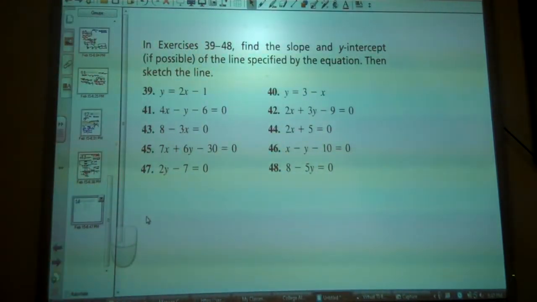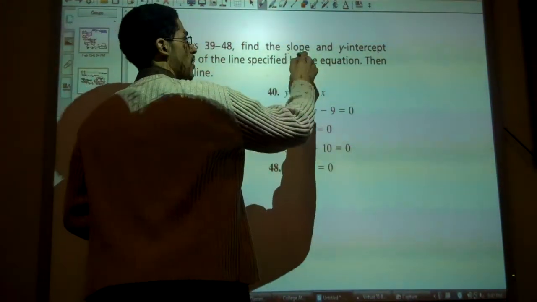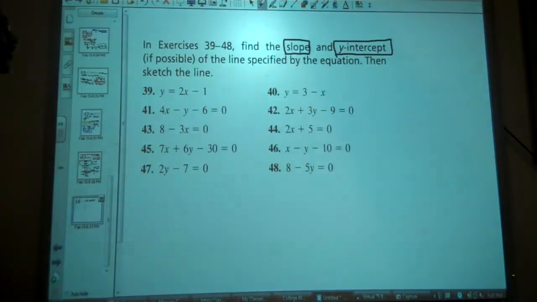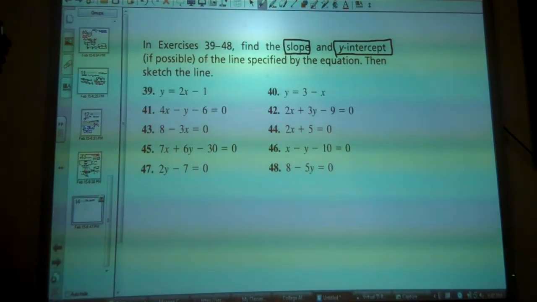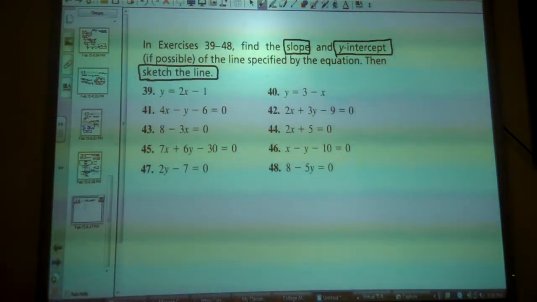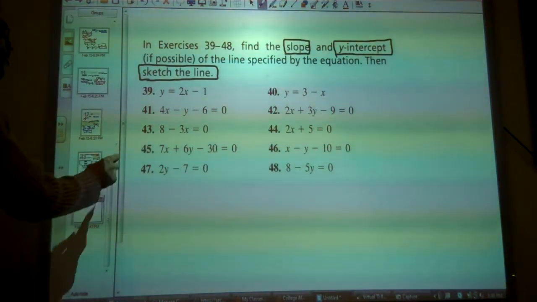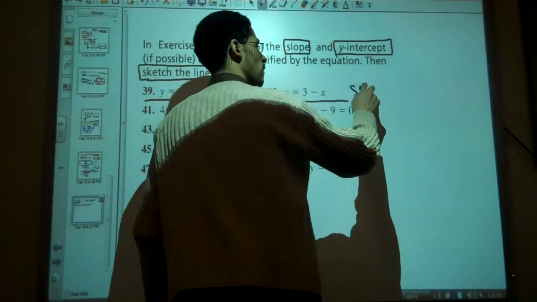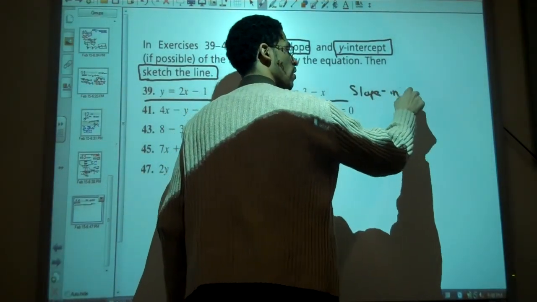They give us a bunch of equations, and they say, find the slope and the y-intercept, and then sketch the line. So if it's already in slope-intercept form, that's nice. But the only ones that are already in slope-intercept form are these two. These are slope-intercept already.